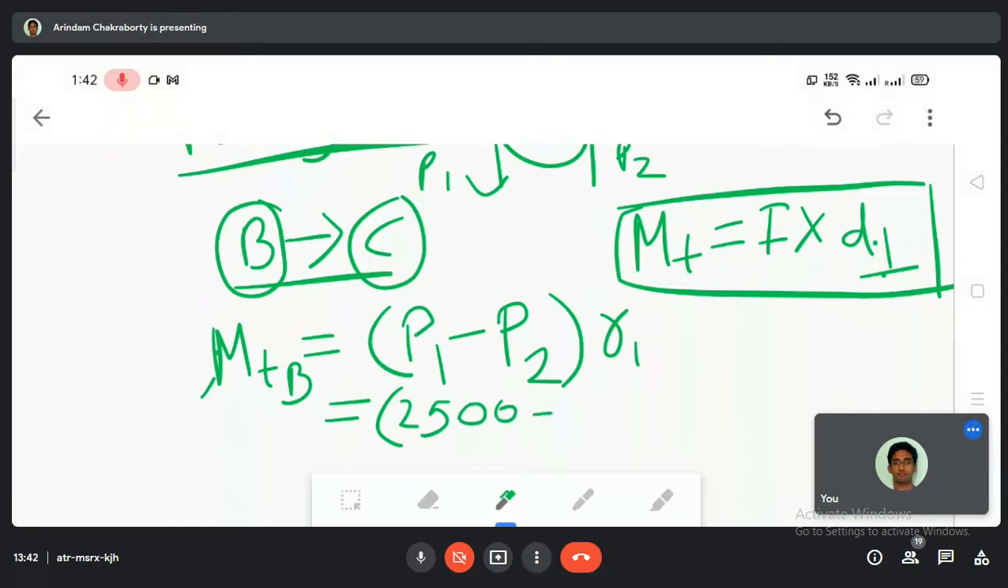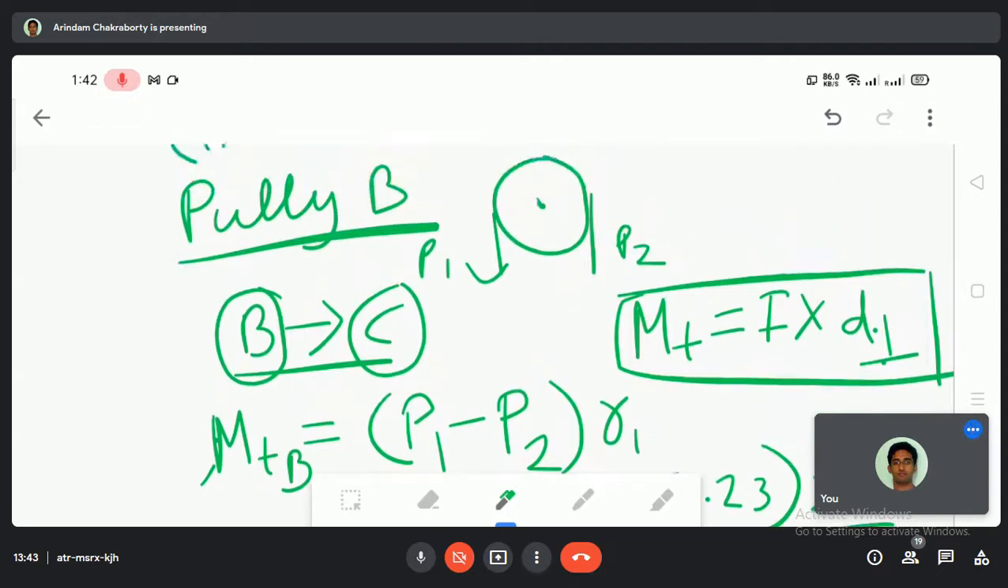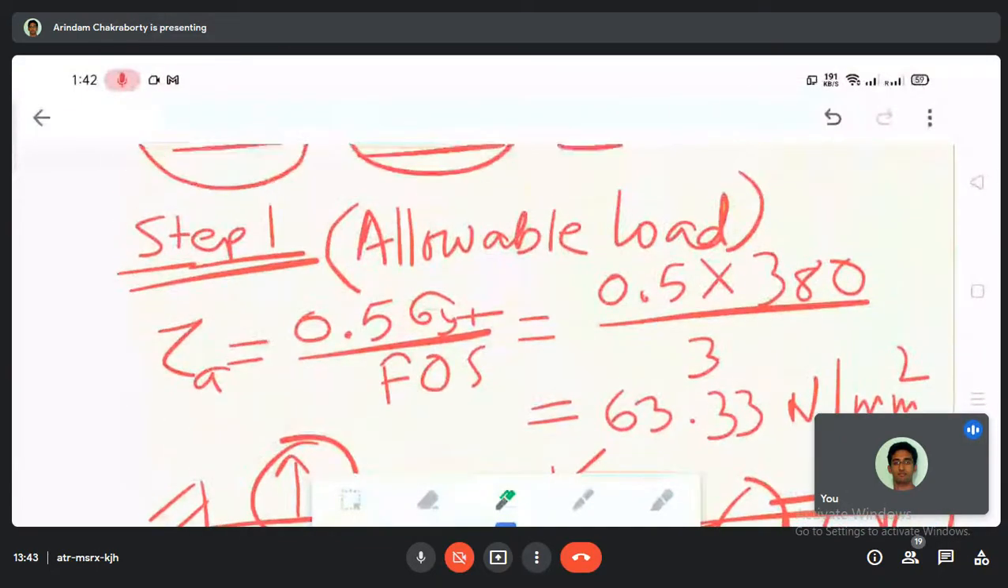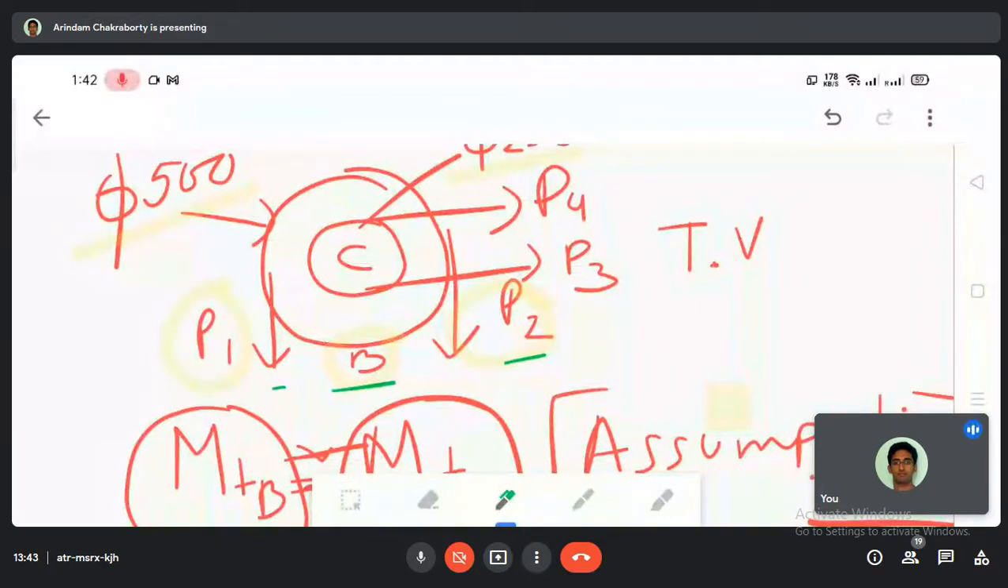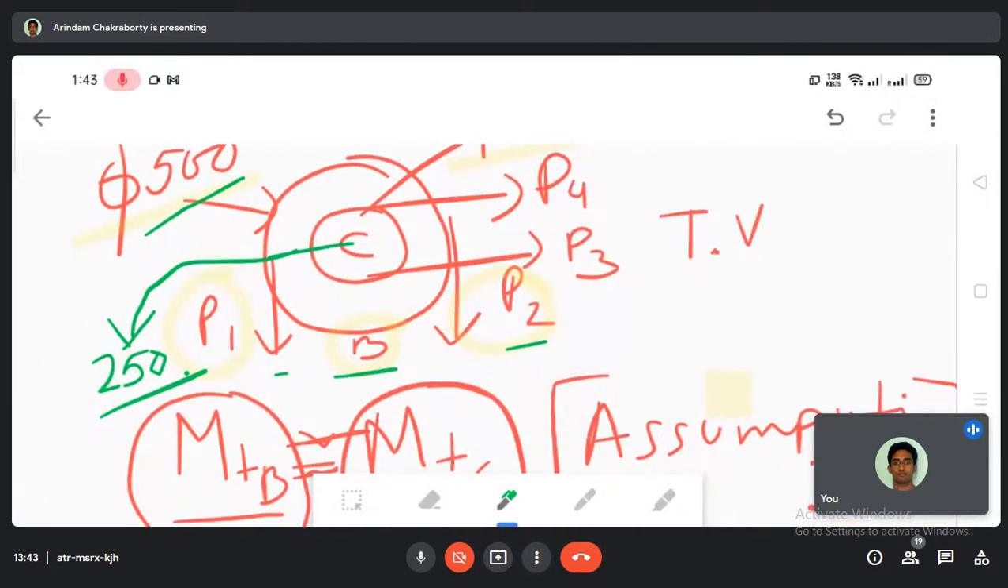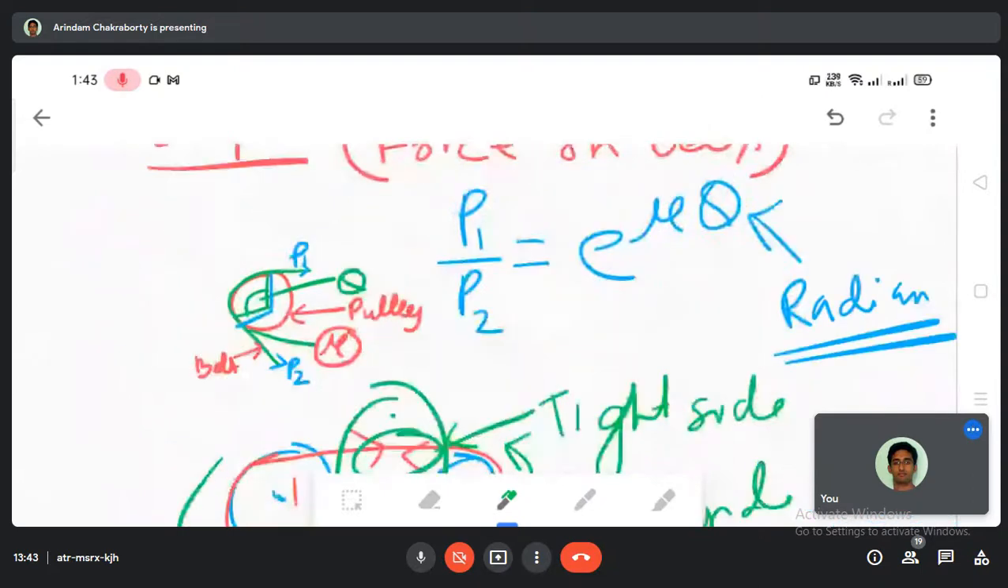So what comes is that 2500 minus 1176.23 into 250. Now you may ask me, from where did I get 250? As you can see, let us go to this one. The diameter is considered to be 500. That means the radius will be nothing but your 250. Am I clear to you people?